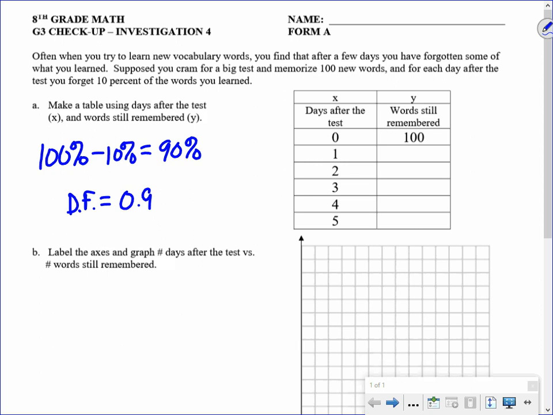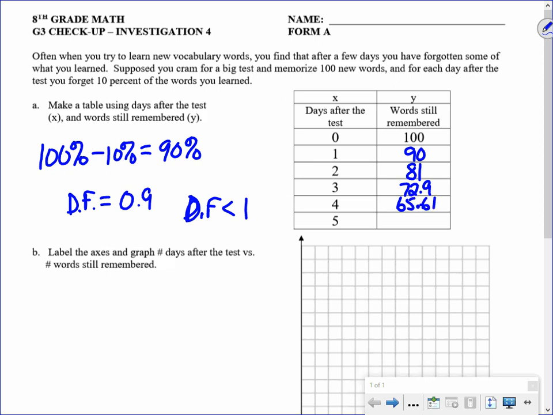Remember, decay factors are less than 1. That's how it decreases. So you basically take everything times 0.9. So day 0 is 100. If you take 0.9 and multiply it by 100, you get 90. Then if you multiply 90 by 0.9, you get 81. Then you take 81 and multiply it by 0.9, you get 72.9. And then you take 72.9 and multiply it by 0.9, you get 65.61.